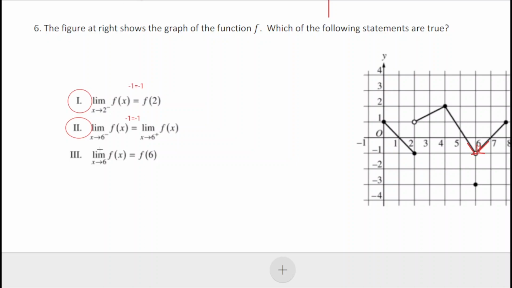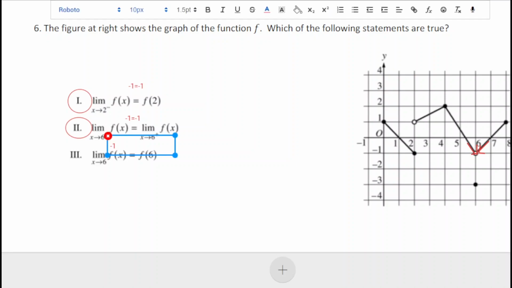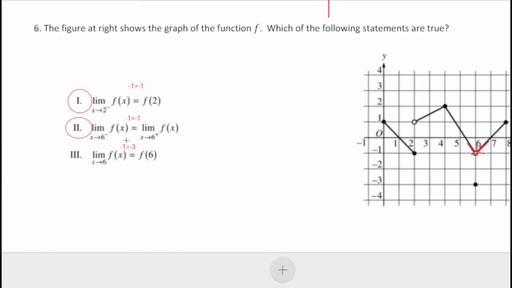So for this last one, we've got the limit as x approaches 6, and since we already found that the right-hand and the left-hand limits both agreed, this does exist and it does equal -1. However, even though this one equals -1, f of 6 equals -3. So a real important point to make here is that the limit of a function as x approaches a certain value does not necessarily equal the value of the function at that x value. So we see these do not equal, and so this is going to be a false statement, so we're not going to include this in our answers. Only number 1 and number 2 are going to be true.